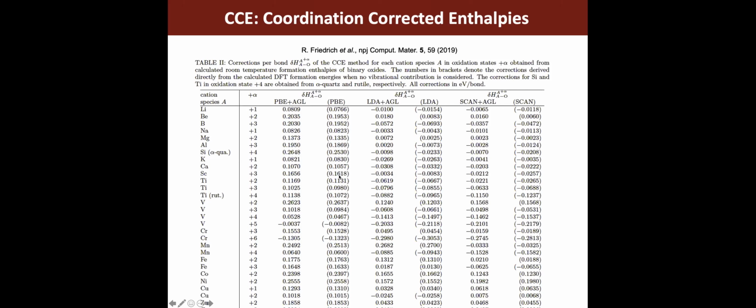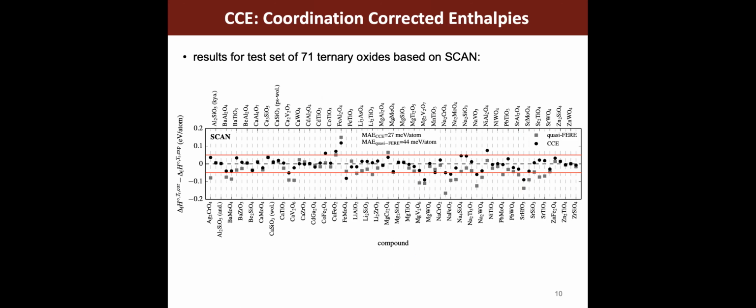And now, of course, the question comes up: how good is this correction? And I show you this here again for the same set of 71 ternary oxides that we had before, where we had these hundreds of milli-eV per atom error. And when I correct the results with the CCE method, with the coordination corrected enthalpies, here on the SCAN functional, I get what is shown here in this graph. And now the y-axis is the difference of the corrected and the experimental formation enthalpies.